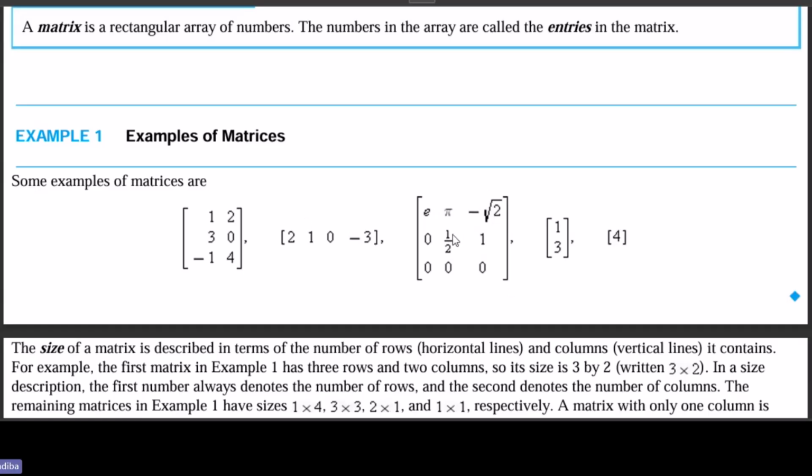Coming to this one, it is a matrix which has got 3 rows and 3 columns. It's a 3 by 3 matrix. This one is a 2 by 1, 2 rows by 1 column. Finally, this matrix has got 1 row and 1 column.